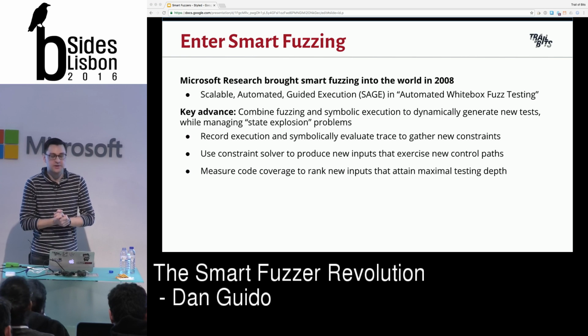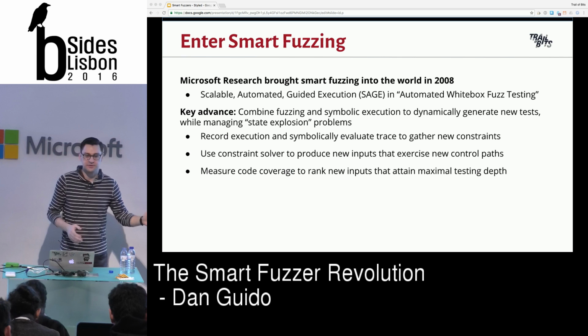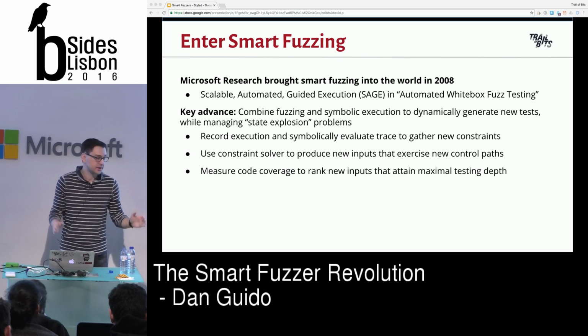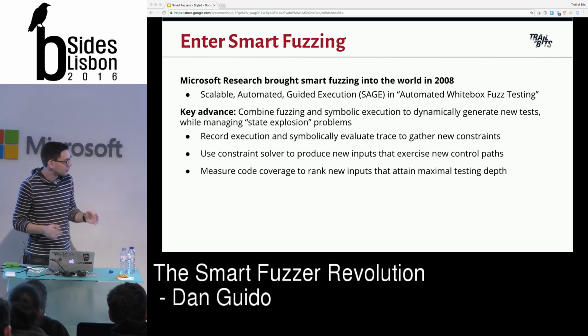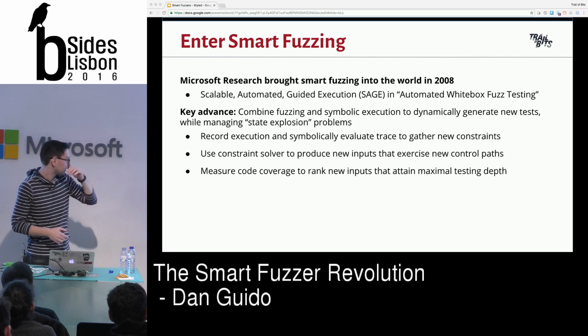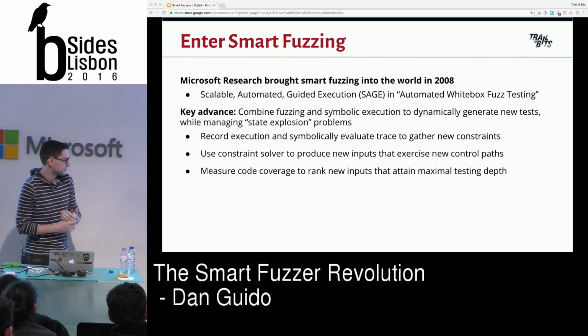So in 2008, there is a clear delineation where dumb fuzzing ends and smart fuzzing begins. And that is delineated by something called SAGE that Microsoft made. I actually did not realize we'd be in a Microsoft building when I gave this talk. It stands for Scalable Automated Guided Execution.